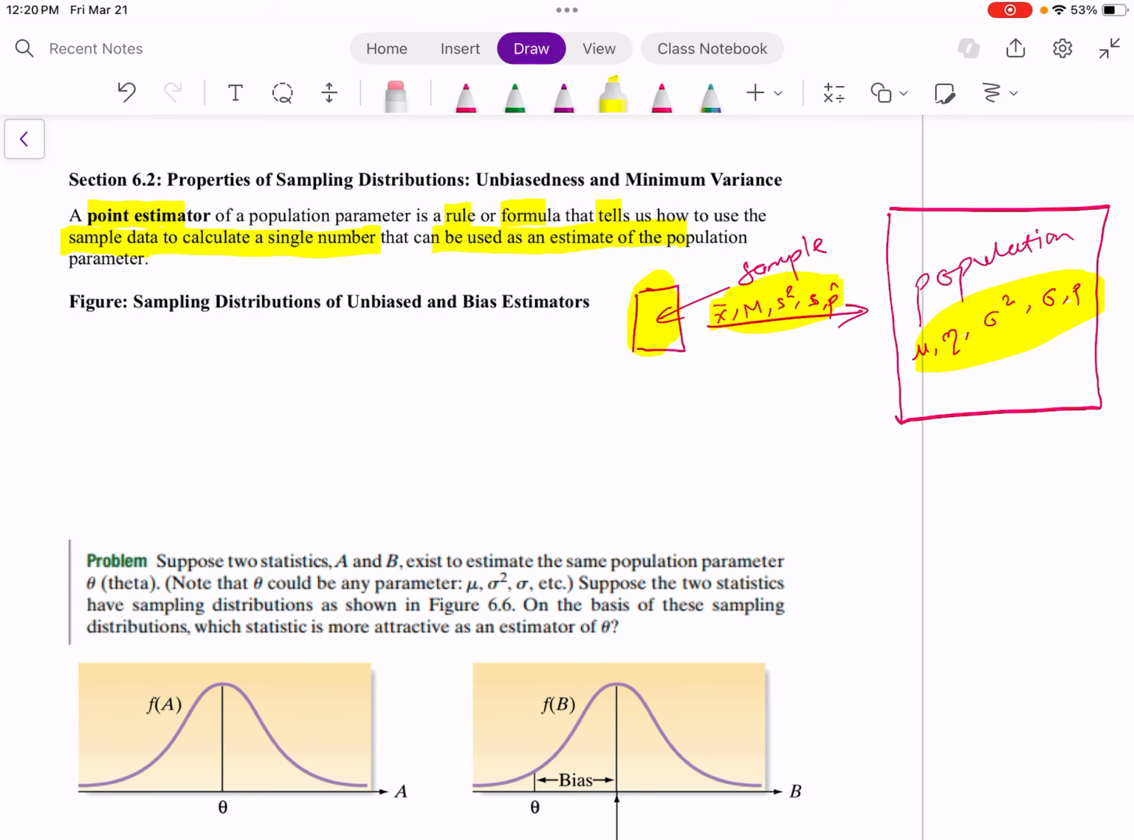So for example, for the parameter mu, X bar is a point estimator, or it can be the median, okay? So a point estimator is a statistic, and we use this point estimator to estimate a parameter.